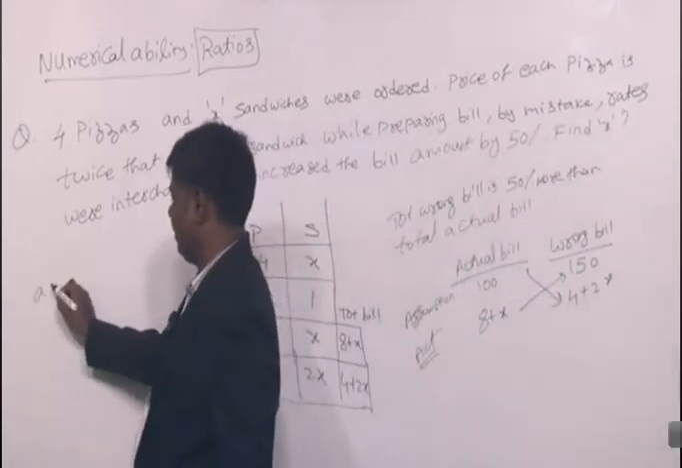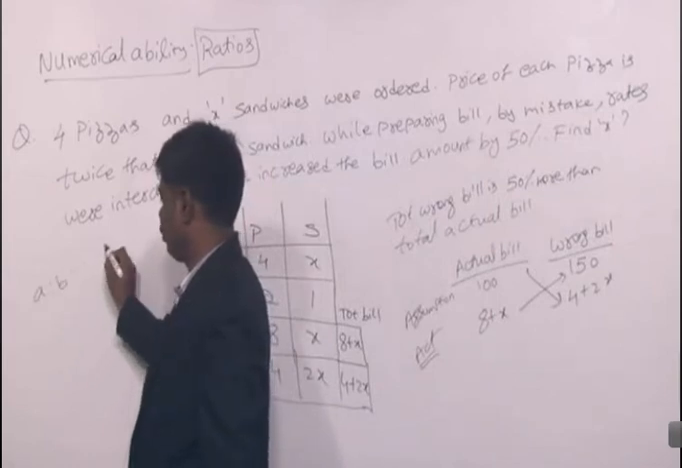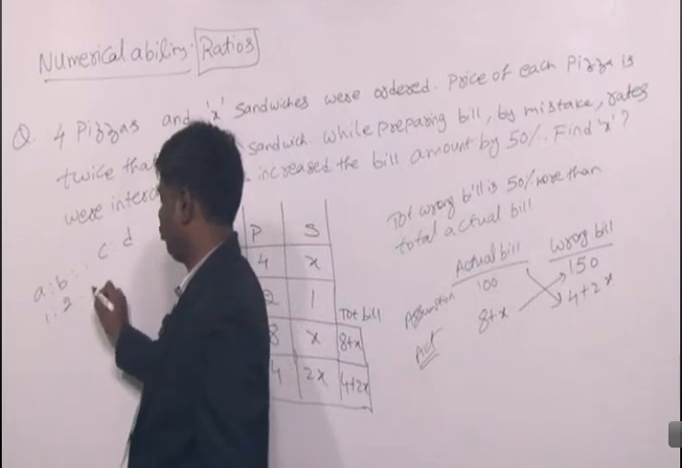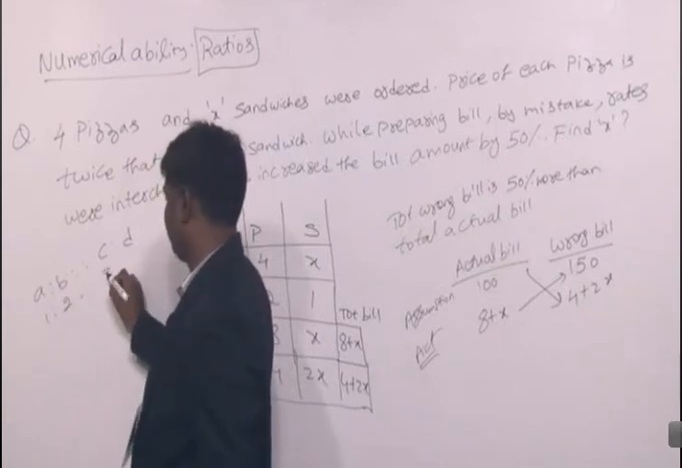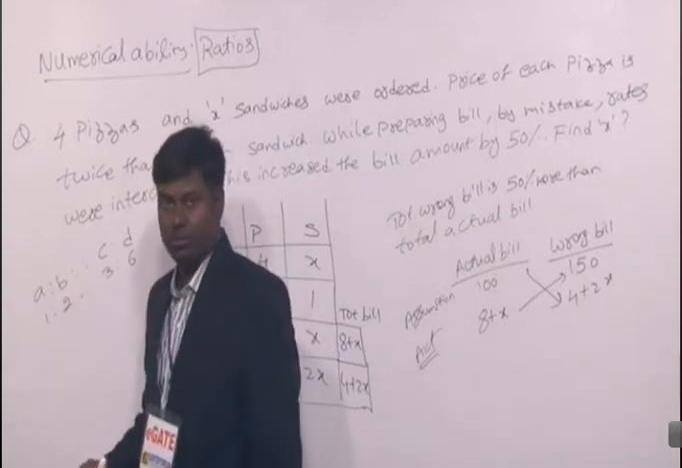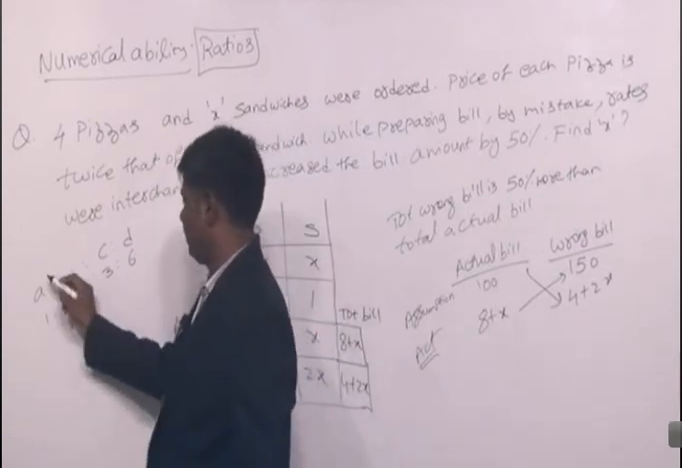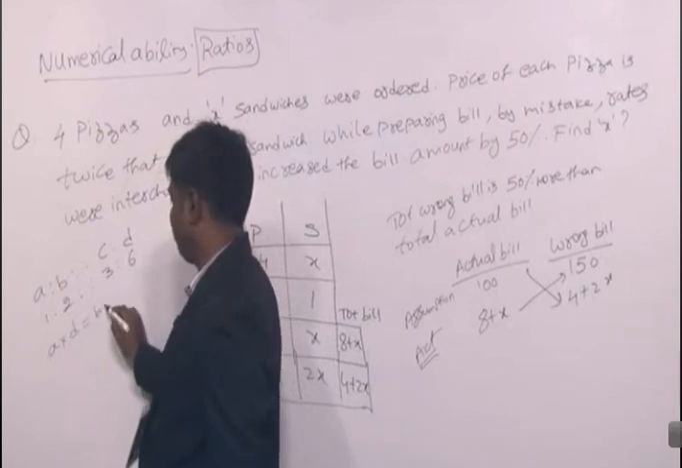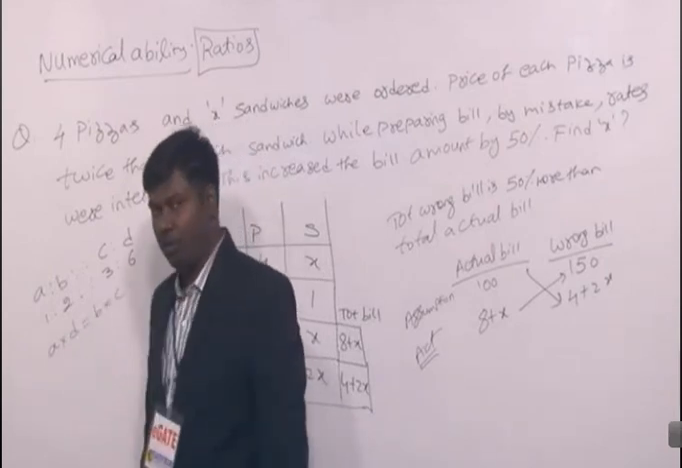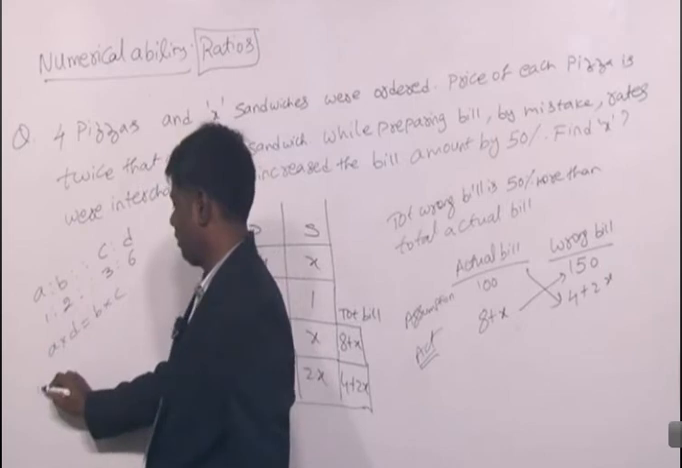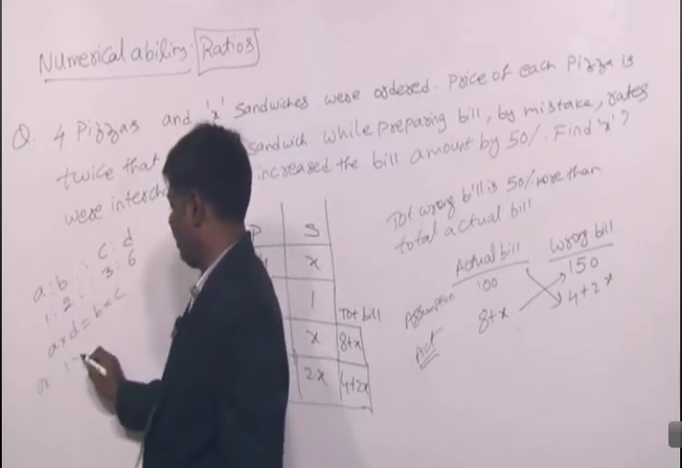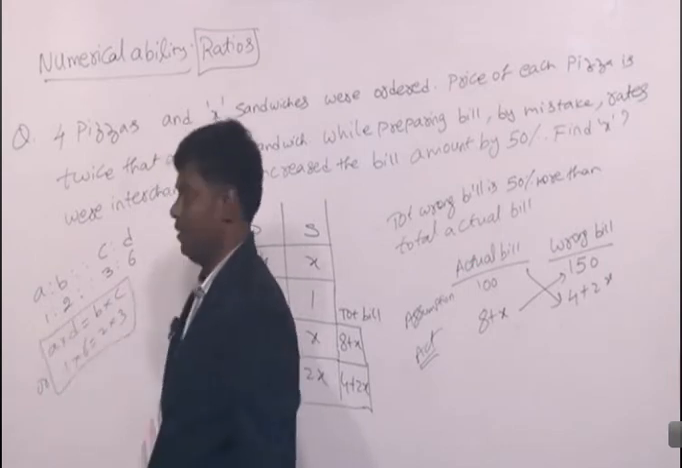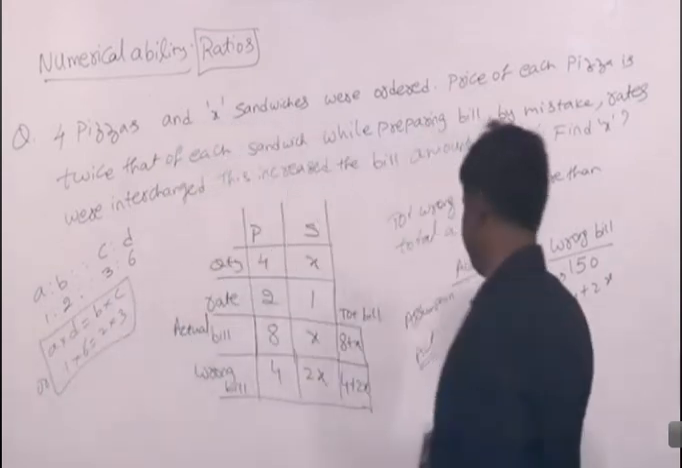If A is to B is in proportion with C is to D, I mean to say 1 is to 2 is in proportion with 3 is to 6, then A into D is equal to B into C. Product of means is equal to product of extremes. Or here 1 into 6 is equal to 2 into 3. That's what I am doing here. Right?